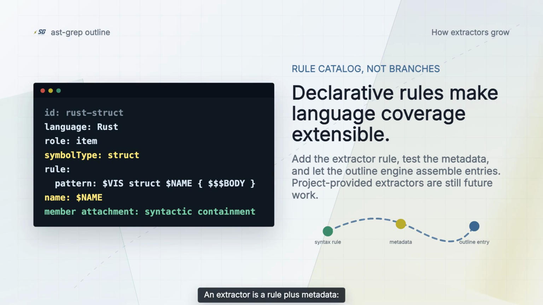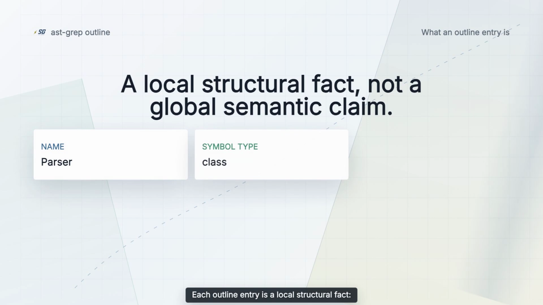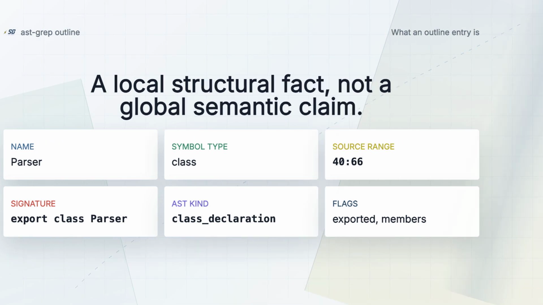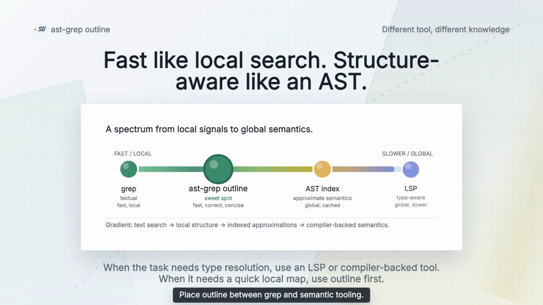An extractor is a rule plus metadata. Select the syntax, derive the name and role, attach members by containment, and keep the model explicit. Each outline entry is a local structural fact: name, symbol type, range, signature, AST kind, and visible flags, like exported or public. Place outline between grep and semantic tooling. It stays local like search, but understands syntax. When you need exact types or references, use an LSP or compiler-backed tool.